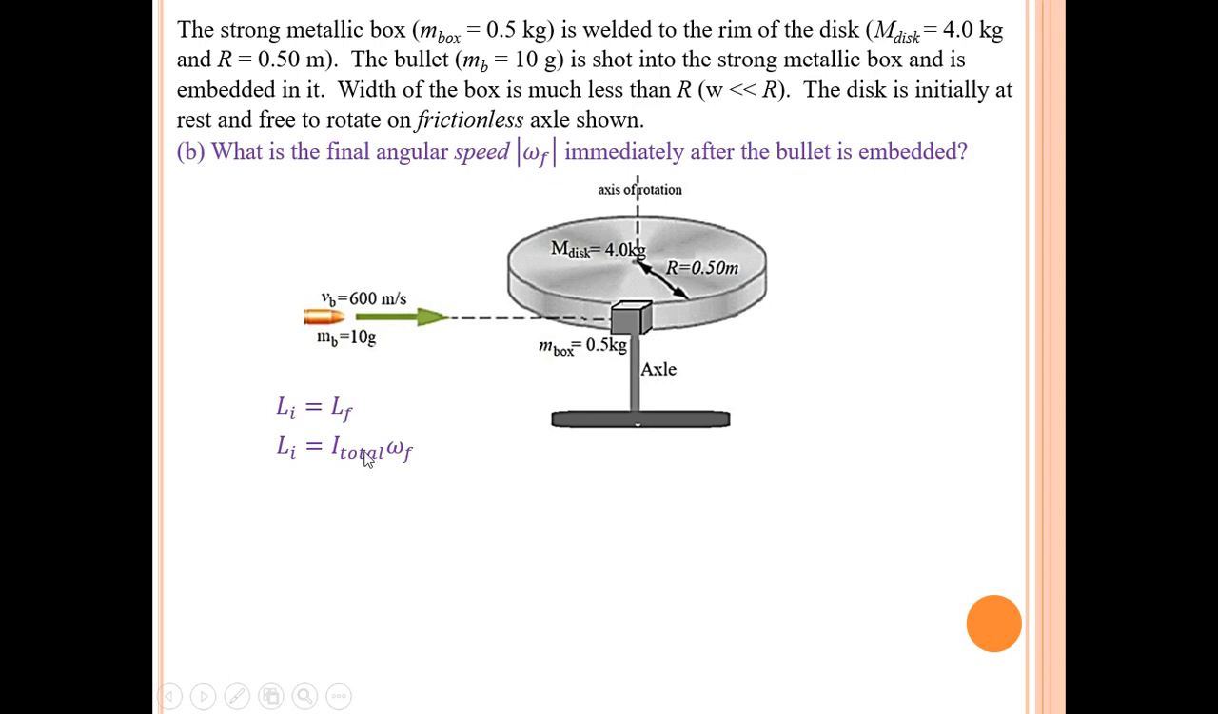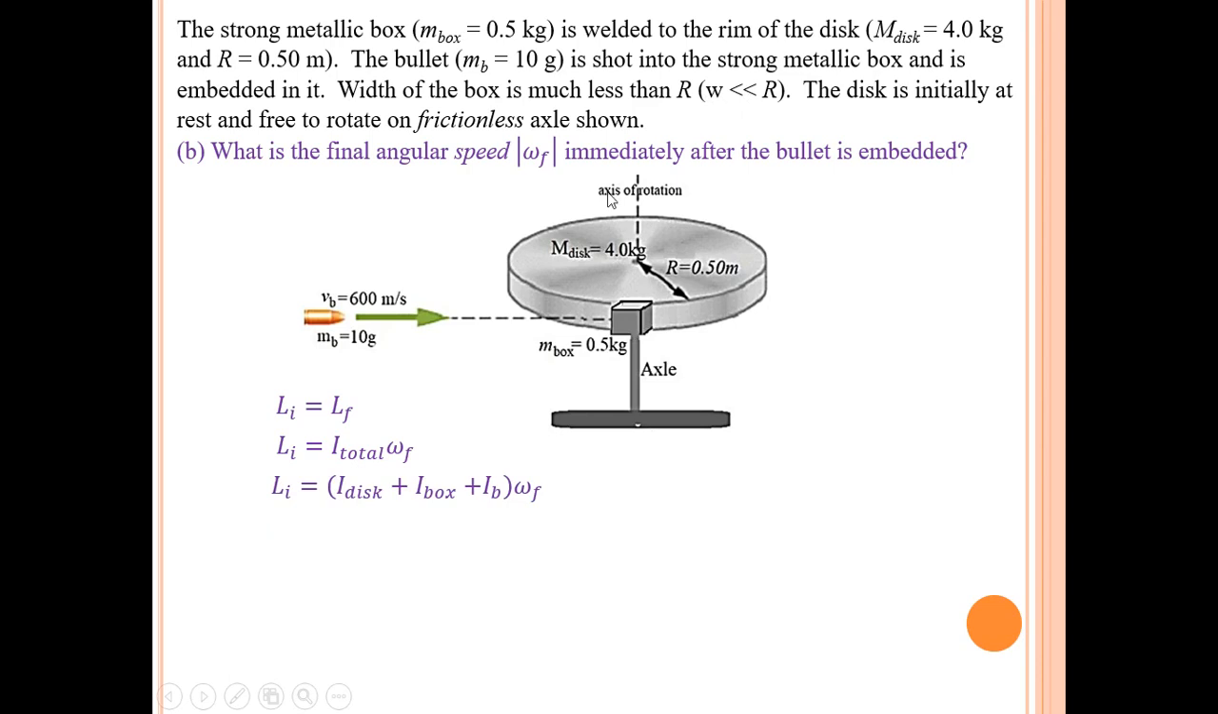In this case, you notice here the moment of inertia is I total because we have the disk rotating, we also have the box rotating, but then now we also have the bullet, which is stuck inside the box. So the box and the bullet in this case can be treated as a point mass since the problem says that the width of the box is much less than the radius of the disk, implying that you can treat it as a point mass.